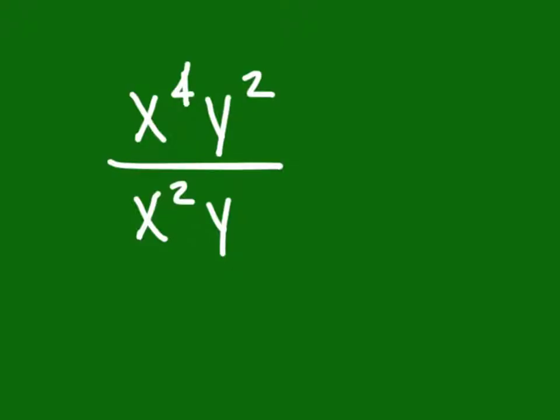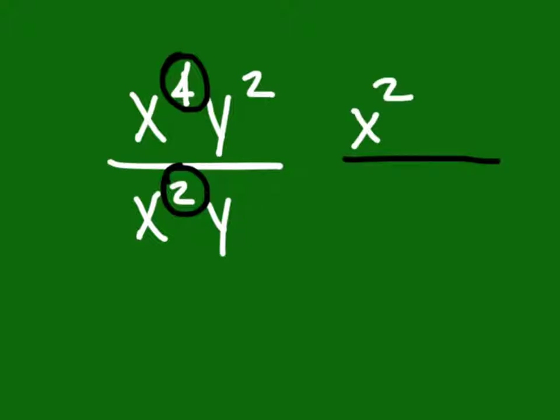We have x to the 4th y squared over x squared y. This is a division problem, so when you have division of exponents, you subtract. So x to the 4th over x squared, you look and see which one's bigger, the top or the bottom. 4 is bigger than 2, so your answer is going to stay on top. So 4 minus 2 is 2, so that's x squared. And now you have y squared and just y. Y squared is bigger than y, so 2 minus 1 is 1. So your answer is just x squared y.